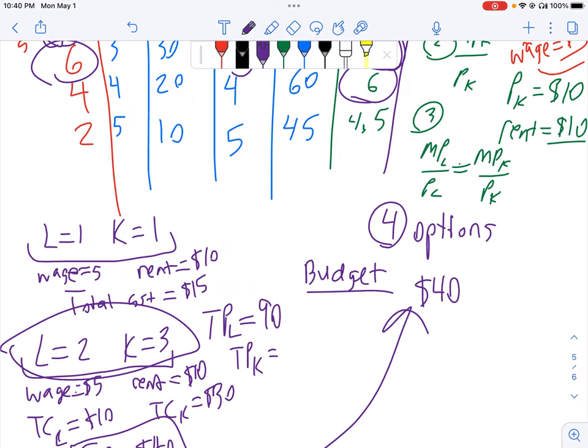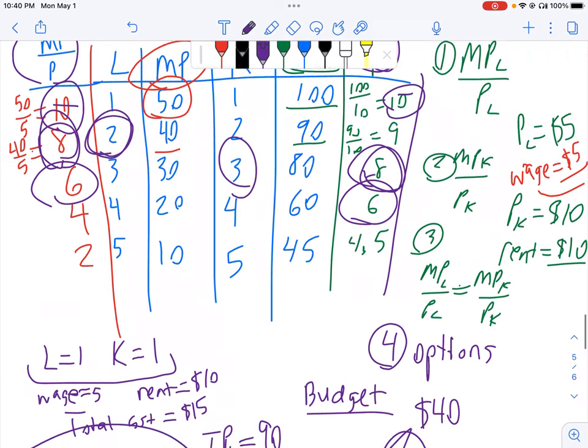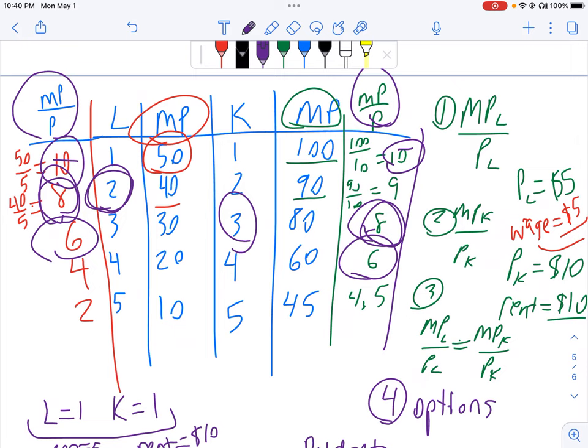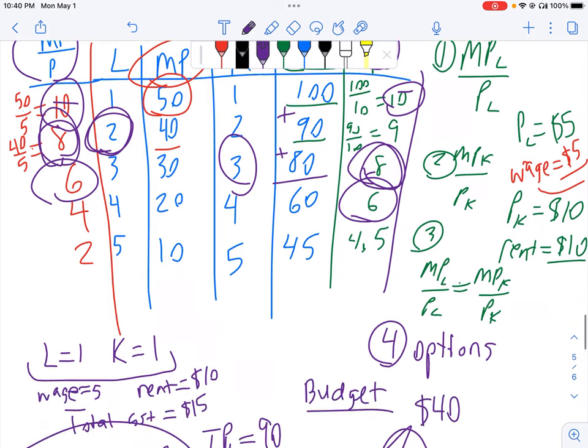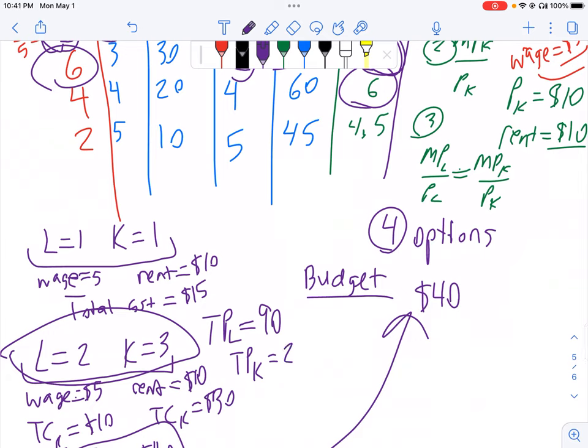So 90. If I hire 3 capital, what's the first capital give me? 100. What's the second one give me? 90. What's the third one give me? 80. So the total product here is going to be 100 plus 90 plus 80, because the first one gave me 100, the second one gave me 90, and the third one gave me 80. So total is going to be 270. So my total product is going to be 360.